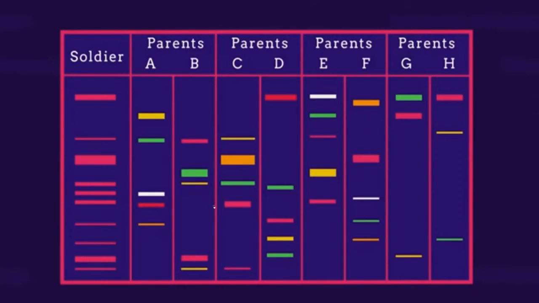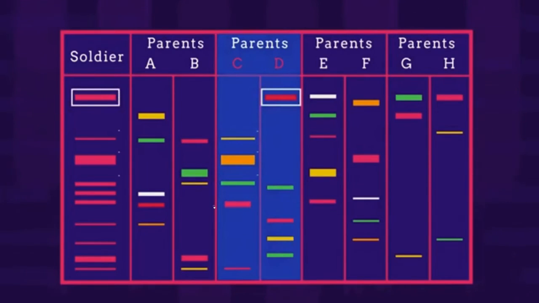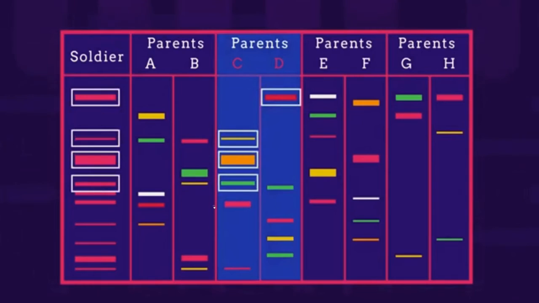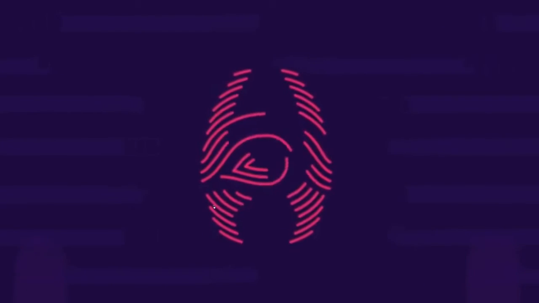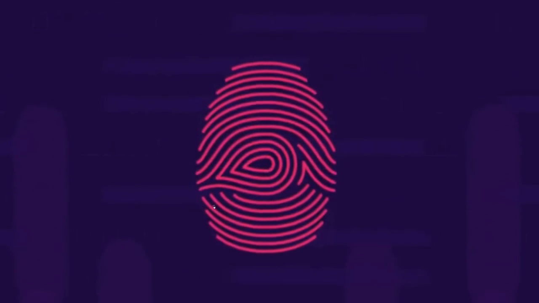The answer is parent C and D, comparing between those bands. As you can see, he inherited the first band from parent D and the second, third, and fourth from parent C, and so on. Now you can understand how DNA profiles or fingerprints are made and see some examples of where they can be used to interpret the DNA profile.